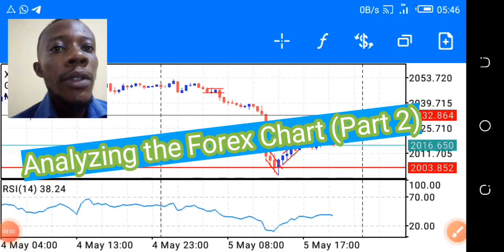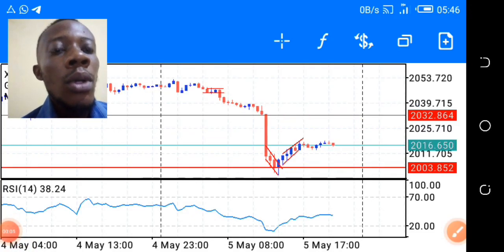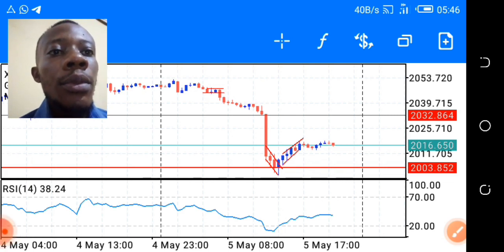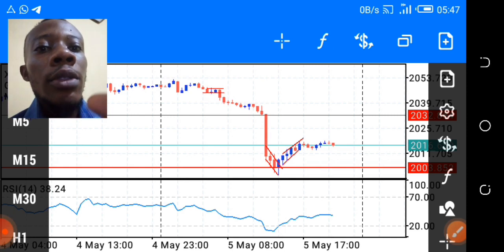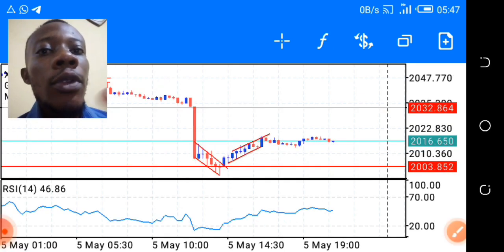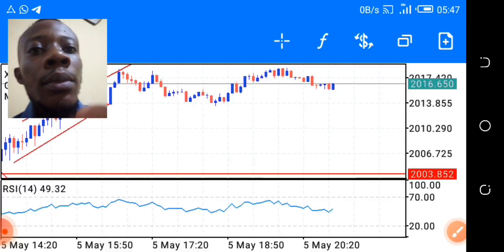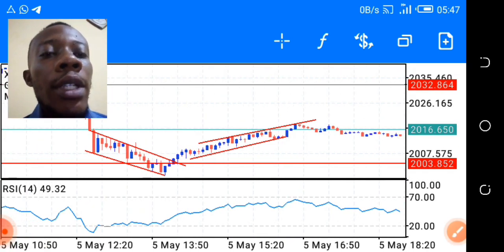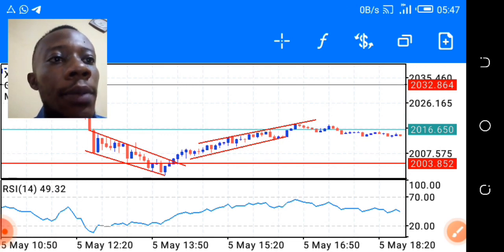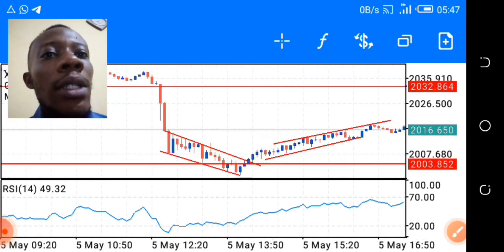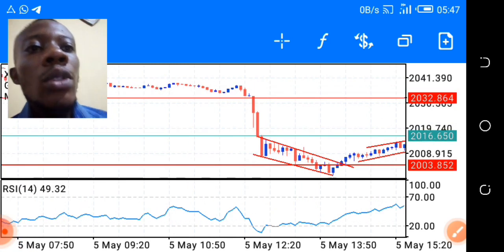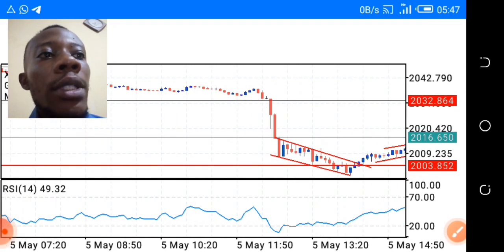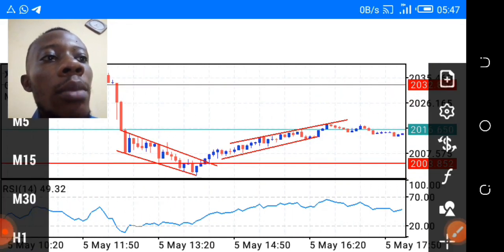Alright, so welcome back. Now, we're going to keep on with where we left off. We're going back to the 15-minute time frame. As you can see, we have drawn two trends here, an uptrend and a downtrend. Right? So, what other things can we do in the chart to help us read it so that we can trade and make money?